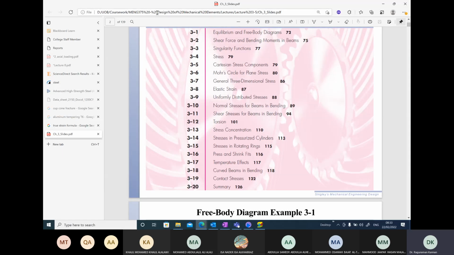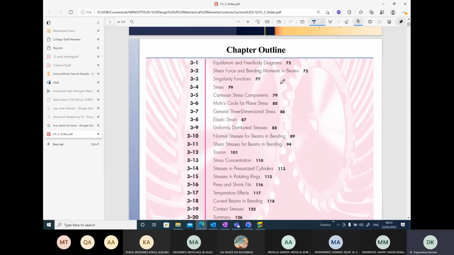You should know how to draw the free body diagram. Very important. You should know how to draw the shear force and bending moment diagrams for beams in particular, because many problems we are going to solve by finding shear force and bending moment diagrams. And you will also learn what is called Macaulay's method, using singularity functions, on how to draw the shear force and bending moment diagram in one go.